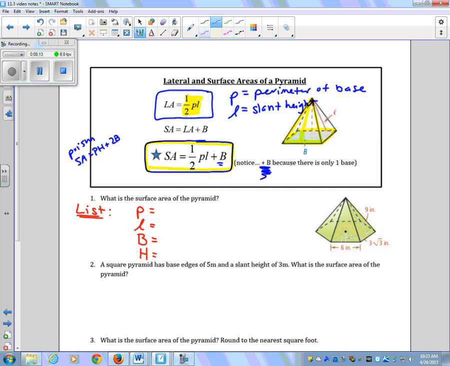Let's fill out our list. First of all, the base is a regular hexagon. Each side of the regular hexagon is 6, so the perimeter is going to be 6 times 6, or 36. Slant height is shown to us here. They give us the slant height, it is 9.